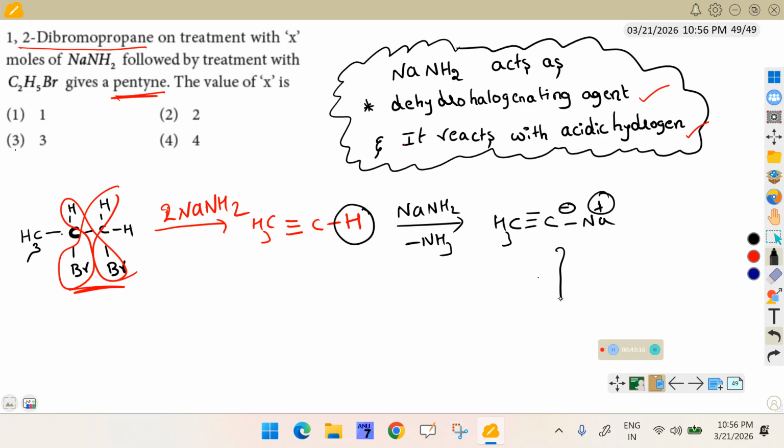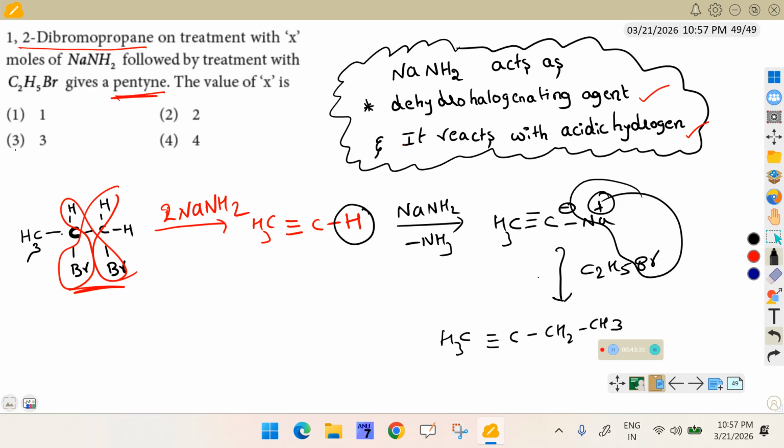This further reacts with C2H5Br, removing NaBr, giving CH3-C triple bond C-CH2-CH3. Pentyne is formed. How many moles of NaNH2 are used? Here 2 moles, here 1 mole. Total number of moles is 3 moles. Thank you.